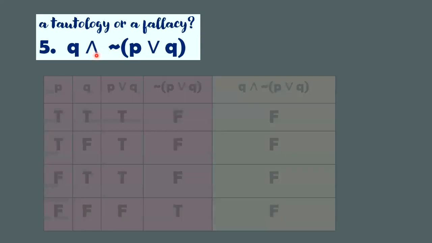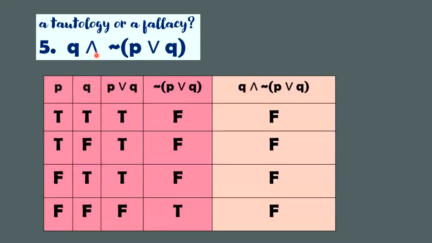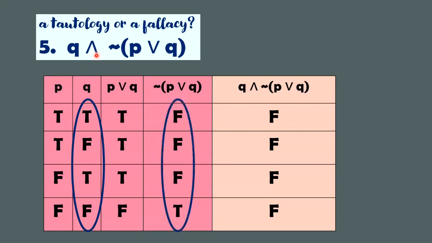Okay, lastly, we have number 5. Dito hindi na tayo gumamit ng if and only if. Wala na yung two-headed arrow. Okay? So, ito yung kanyang truth table. Tingnan ninyo ang truth values ni Q at truth values ni not P or Q. Tapos, ipagko-combine natin to using the word and.